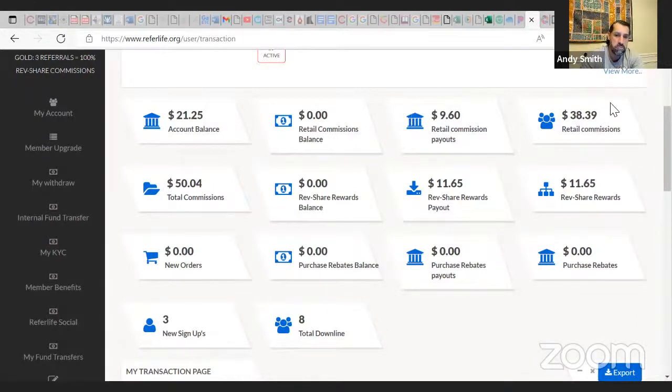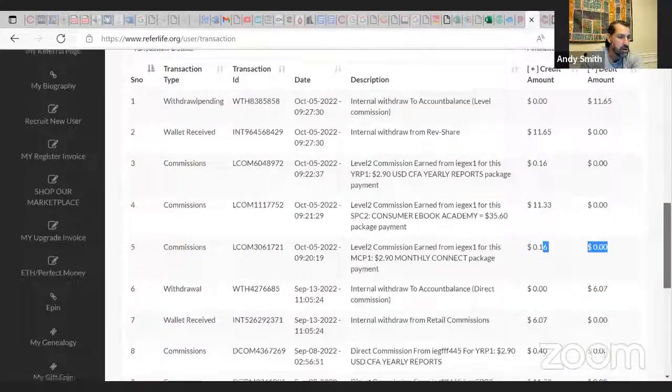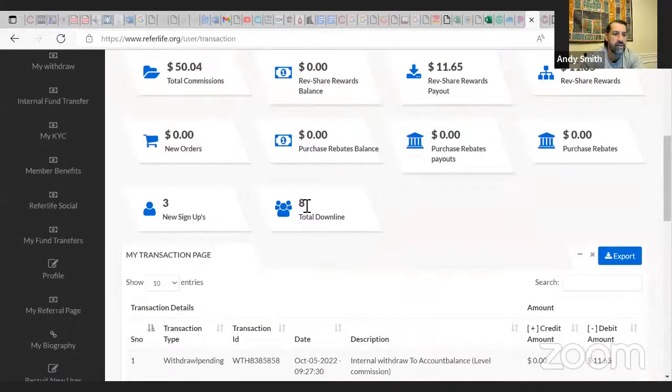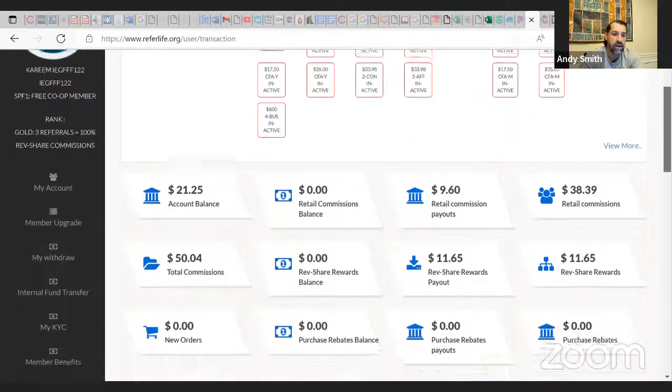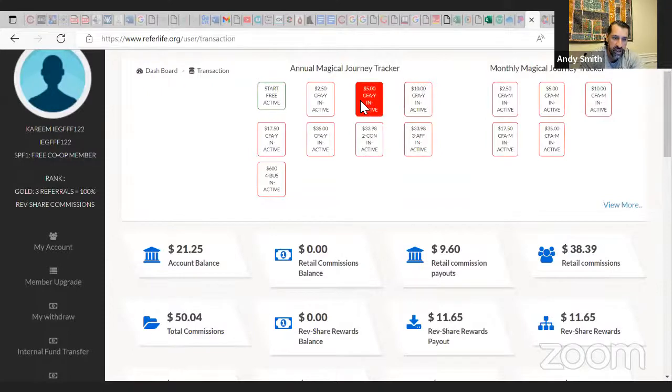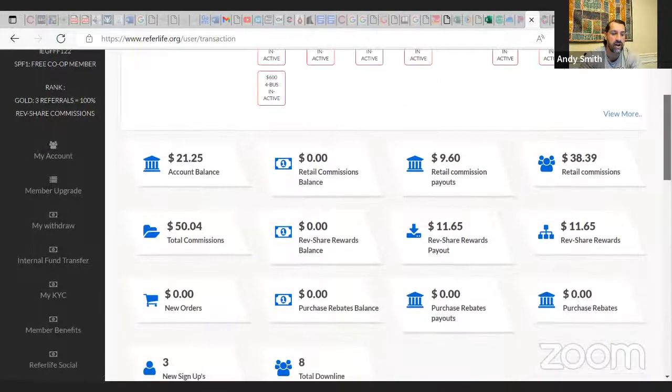How many people are below him? Let's see. He has a total of 8 downline. I don't think all those people have upgraded yet. But this is why I think this is so awesome. Right now this particular profile hasn't even been upgraded to consumer yet. And when he does that, there's going to be more commissions. A higher percentage of commissions is going to come in when he upgrades to his 3398, and when the system upgrades him to affiliate, it's going to put even more commissions into his real retail commissions because the percentages get higher.